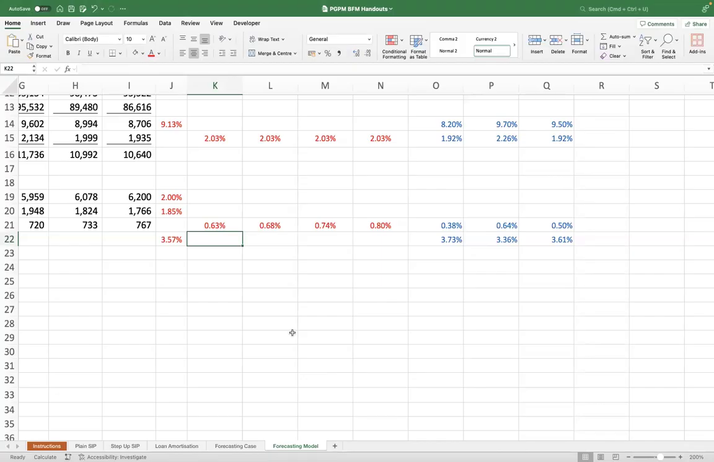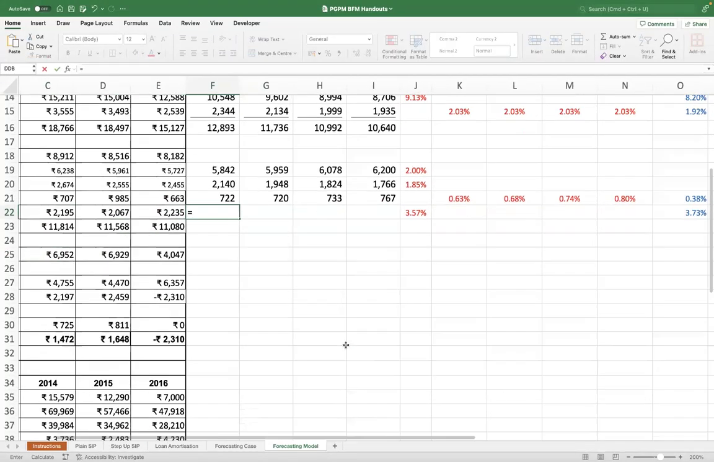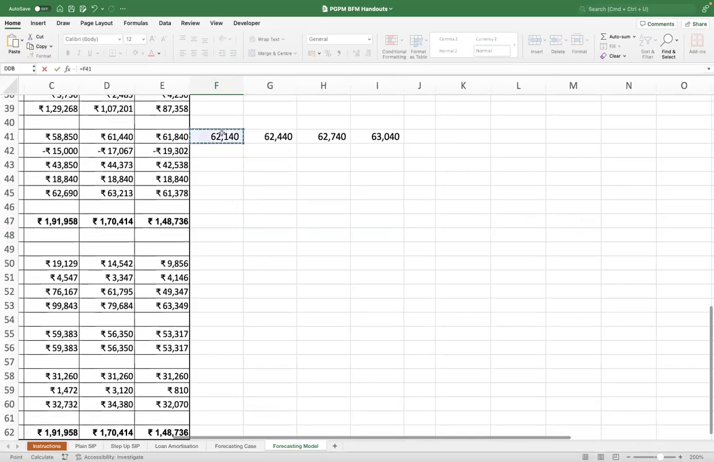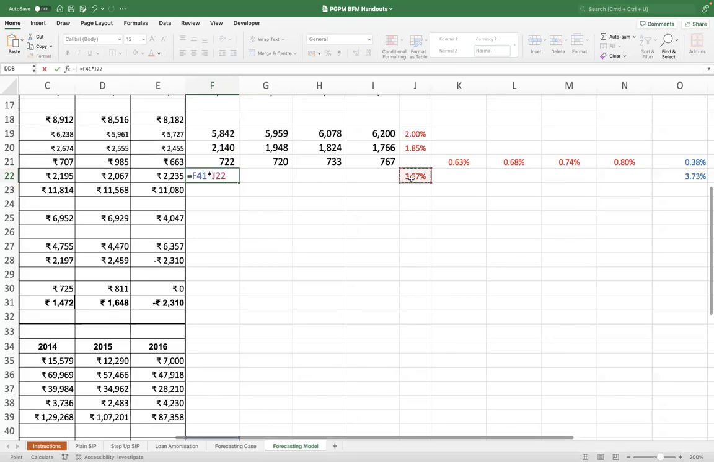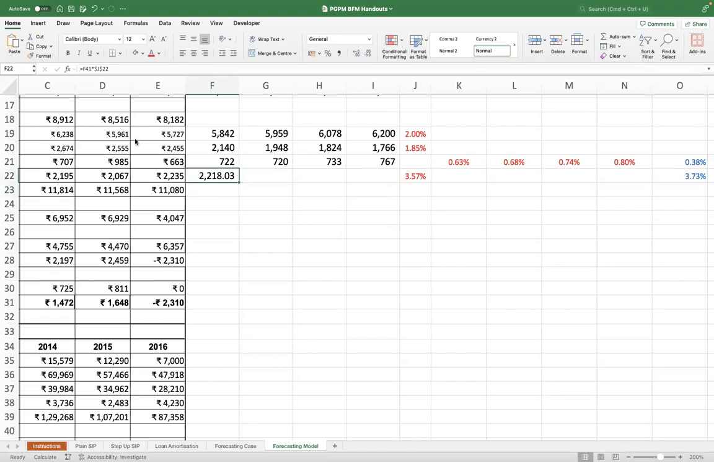Am I making sense? So I go to my depreciation here and I do is equal to gross PPE for that year closing multiplied by 3.57% for each year. But before you drag, please freeze that 3.57% what I've said. So these become your depreciation numbers for all the 4 years: 2218, 2229, 2239 and 2250. Please check if this is right.